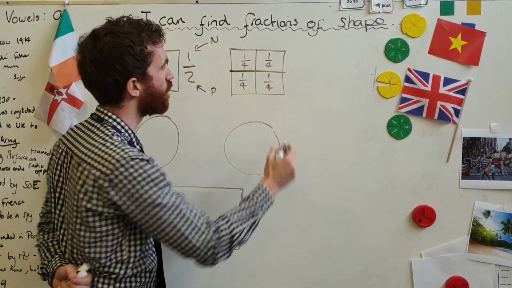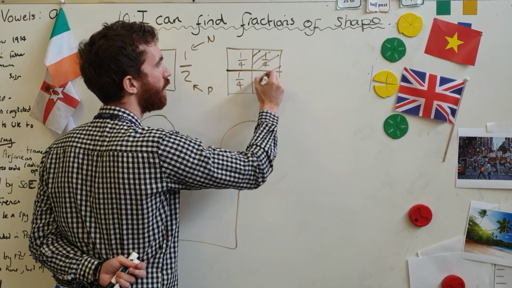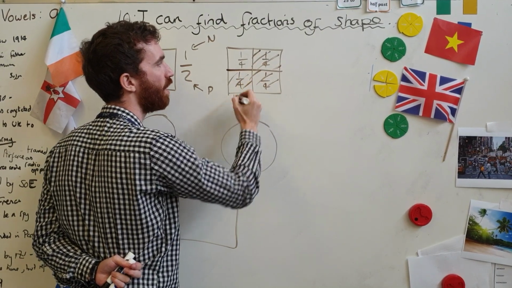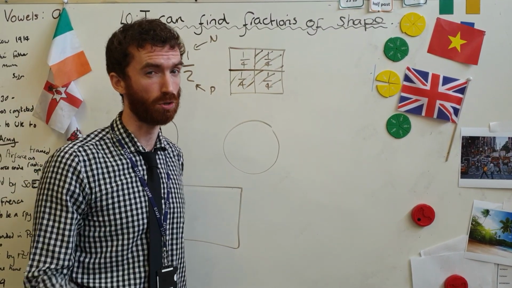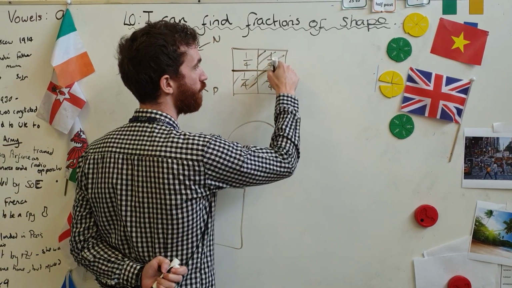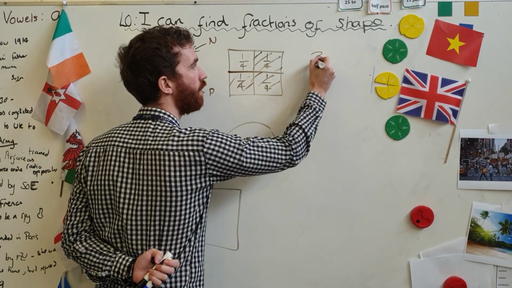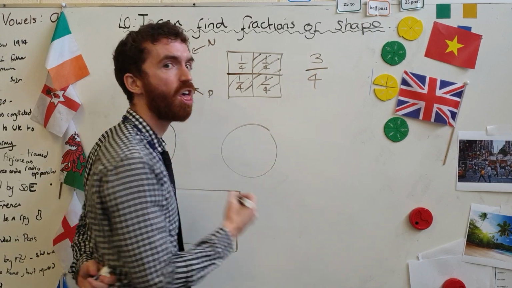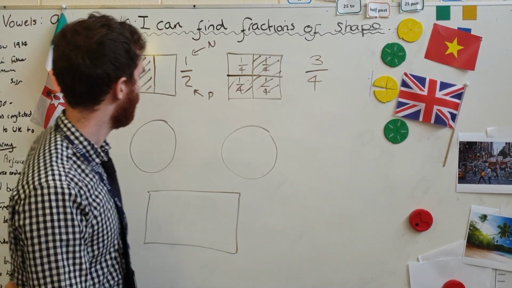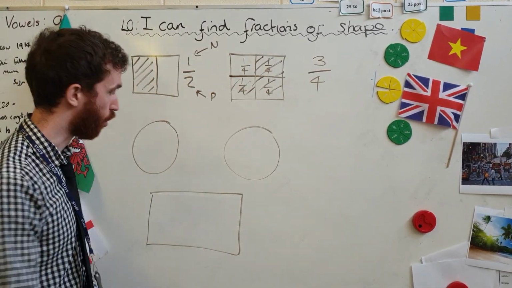Okay, if I shade this many quarters, how many quarters do I have? Do you know? Pause. Well, I've got 1, 2, 3 out of 4. 3 quarters. I can split a shape up into any sort of number.